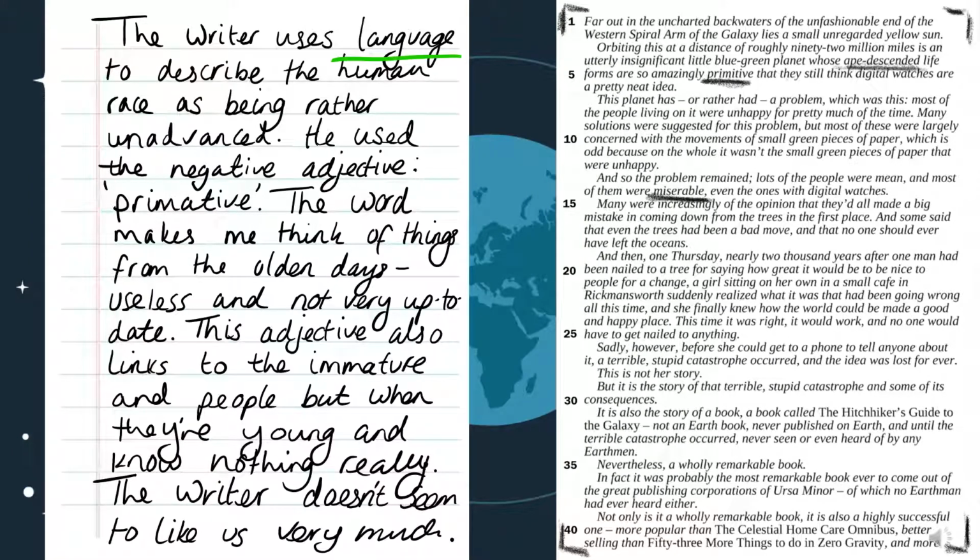The writer uses language to describe the human race as being rather unadvanced. He used the negative adjective primitive. The word makes me think of things from the olden days, useless, and not very up to date. This adjective also links to the immature, like people when they're young and know nothing really. The writer doesn't seem to like us very much. Now this isn't bad. It would get you up to about level 3 at the lower level. And there's only one level above that. So let's see if we can reach that.